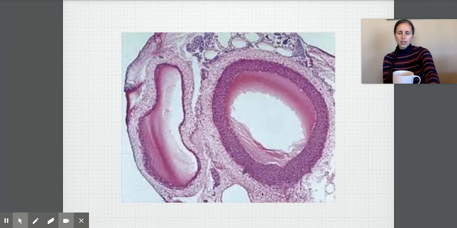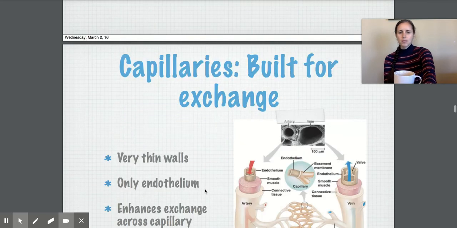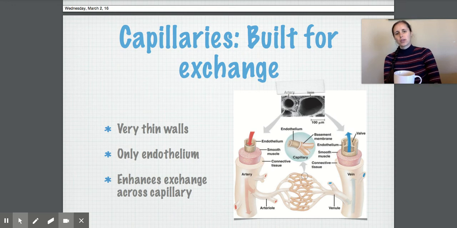So we can see here the difference between arteries and veins. So take a second and try to guess which one's which. I'm hoping you guessed this was arteries and this was a vein. This is an artery. We can tell because it has that thicker wall, whereas our vein here has that thinner wall. The last one is our capillaries, and the capillaries are built for gas exchange.